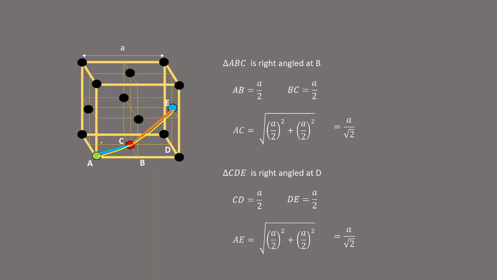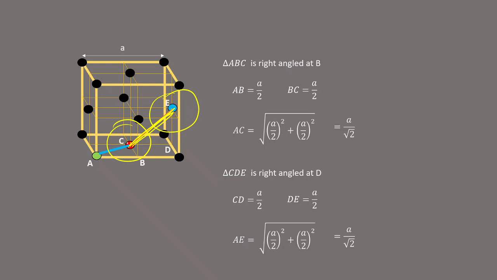So if spheres centered at A and C are touching each other, then the spheres centered at C and E should also be touching each other, right? I will also show you a 3D model in which you can visualize this. So what I will show you is that in the FCC unit cell, the atoms at the face centers, like the atoms centered at C and E, at adjacent face centers, will be touching each other.